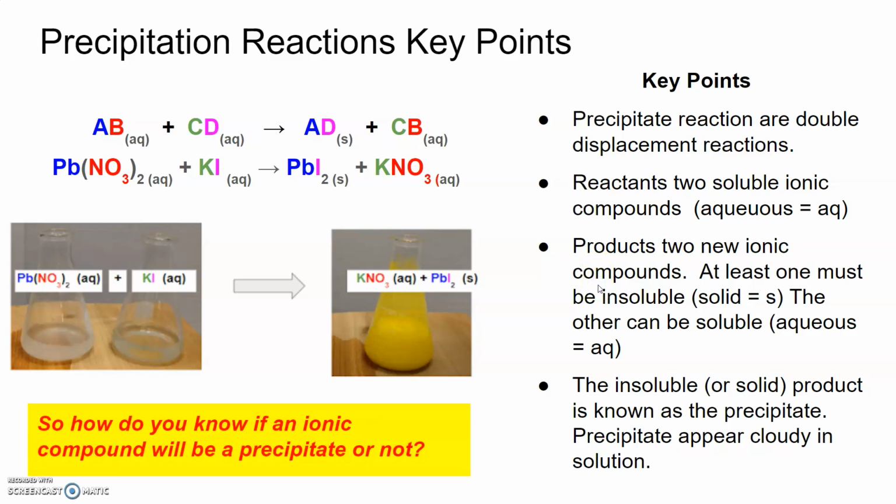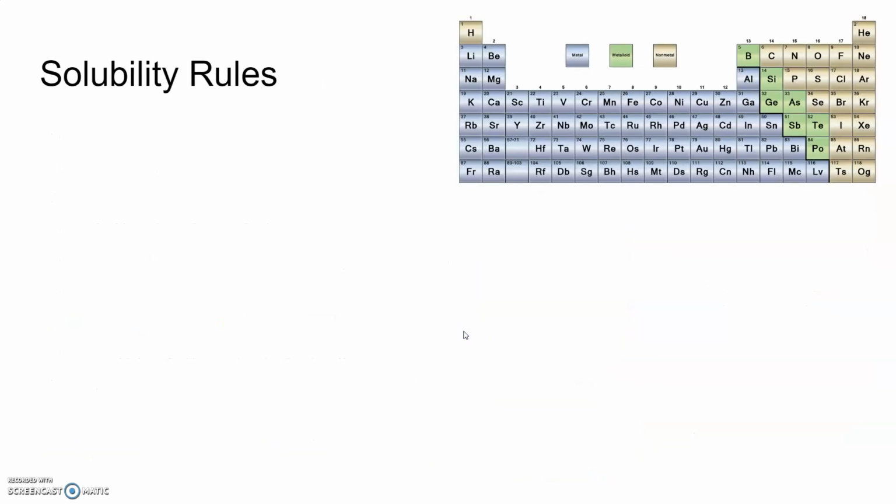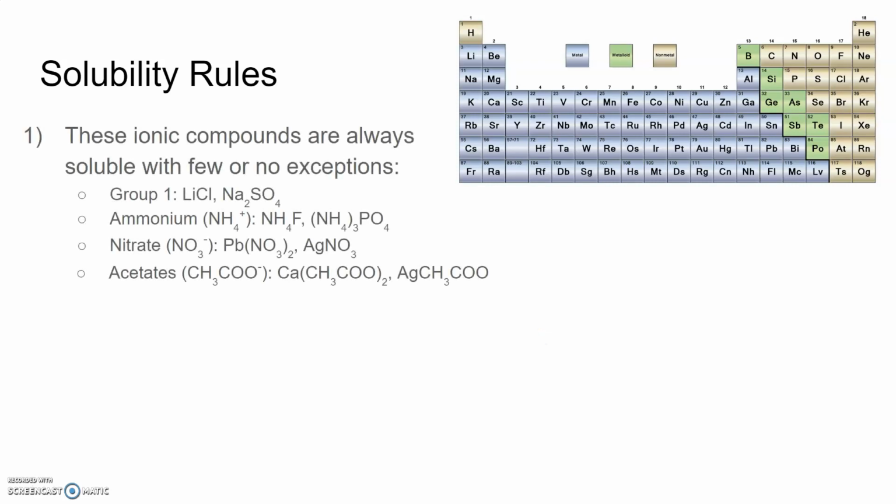Well, the next question you may be asking yourself is, how do you know if an ionic compound will be a precipitate or not? So let's take a look at how we figure that out. Remember, one of the properties of ionic compounds is that many are soluble in water, but the key word is many. Not all are soluble or will dissolve in water. So to figure out which ones will and will not dissolve in water, there are these things called solubility rules. I'm not going to go through this in detail, but I'll just read through some key points in case you choose to use these.